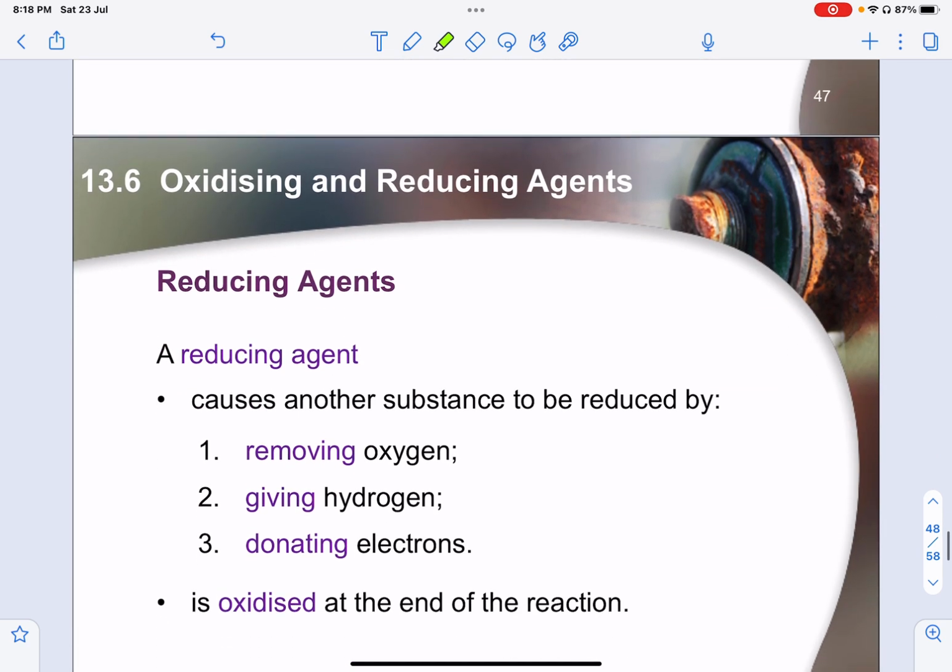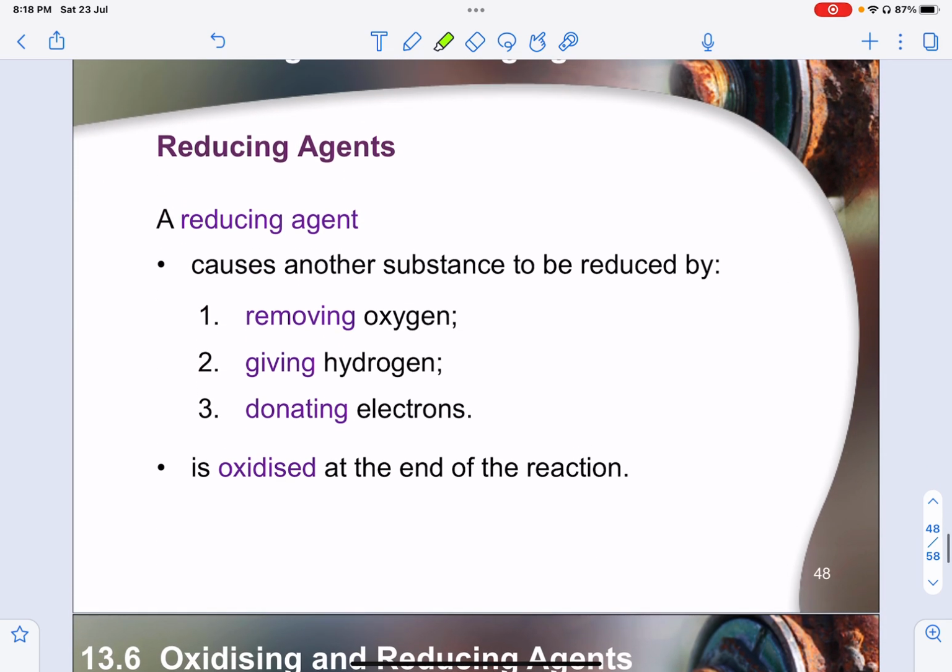Likewise, for a reducing agent, it's the opposite: it itself gets oxidized, but it reduces another substance. It does so by removing oxygen, giving hydrogen, or donating electrons. So for a reducing agent, we would expect it to gain in oxidation state, because it has been oxidized.